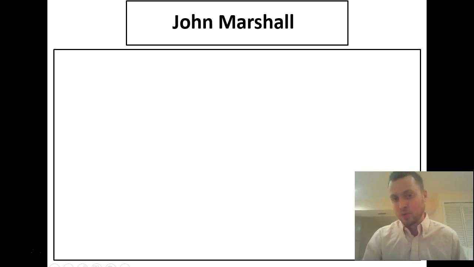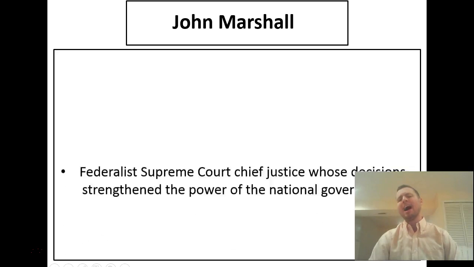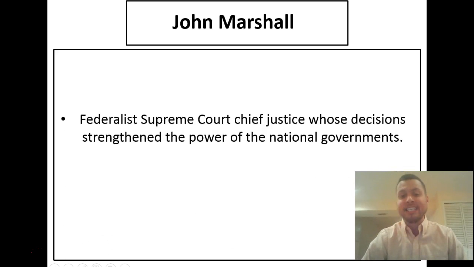Let's go. Next one. John Marshall, where's he from? Virginia. Johnny Marshall sits on the Supreme Court as the most influential Chief Justice ever, in my opinion. Why? Well, he was a Federalist Supreme Court Chief Justice whose decisions strengthened the power of the national government. He's more of a big government guy. If there's a battle between the states and the national government, the national government always seems to win with John Marshall.